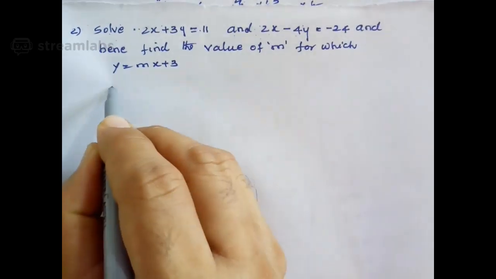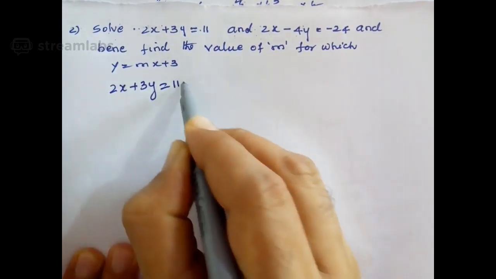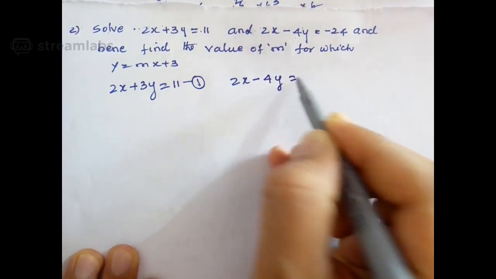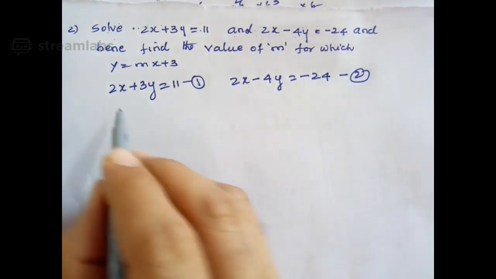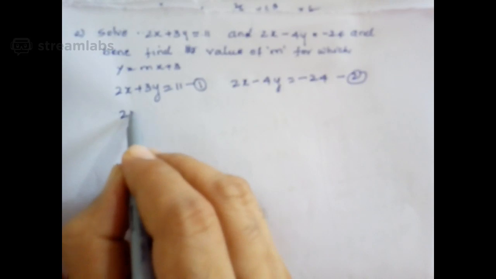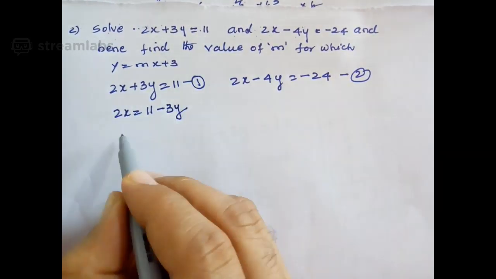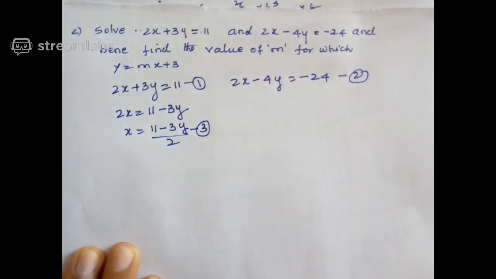Consider the equation 2x plus 3y is equal to 11, equation number 1. 2x minus 4y is equal to minus 24, it is equation number 2. Now as usual, 2x is equal to 11, 3y comes this side, minus 3y. x is equal to (11 minus 3y) by 2, equation number 3.